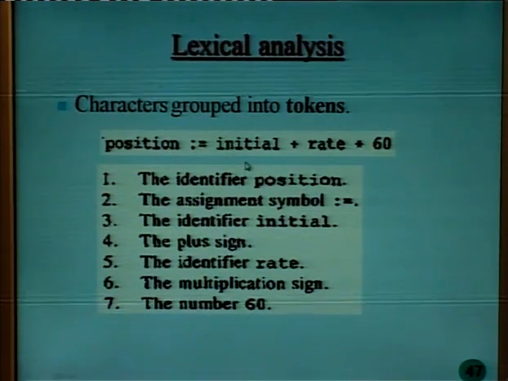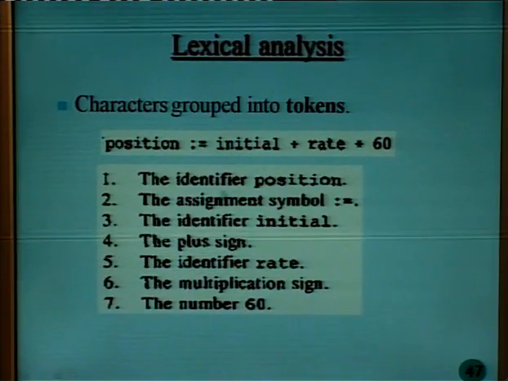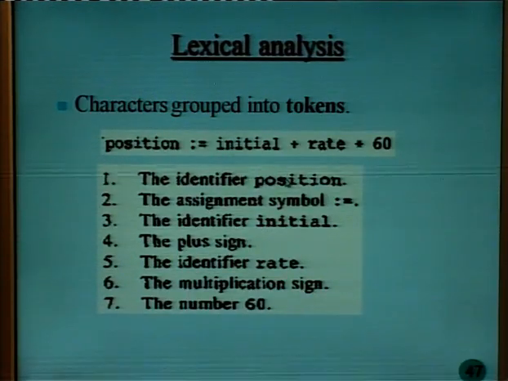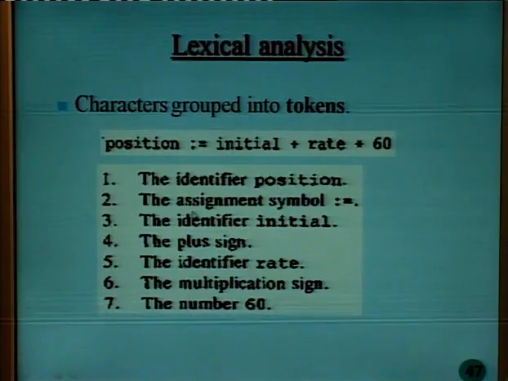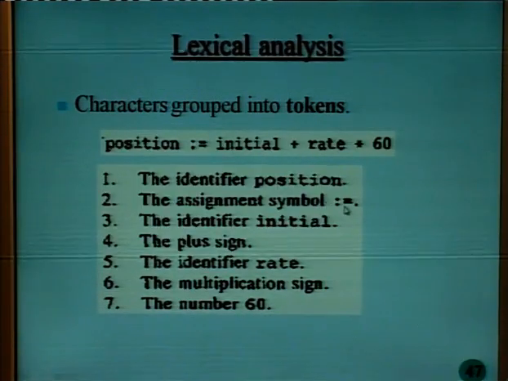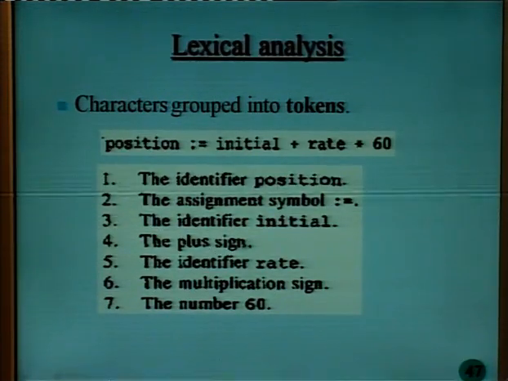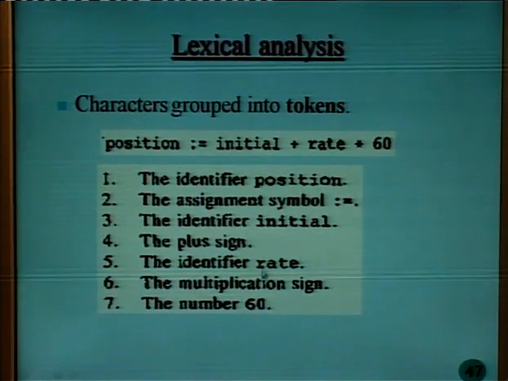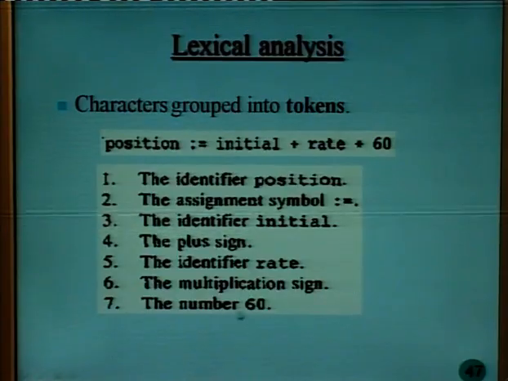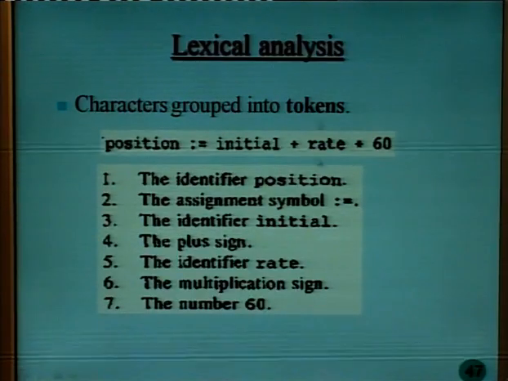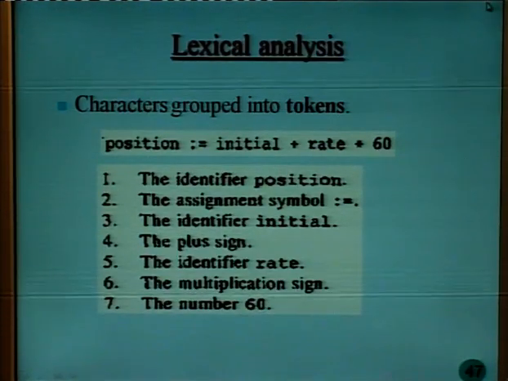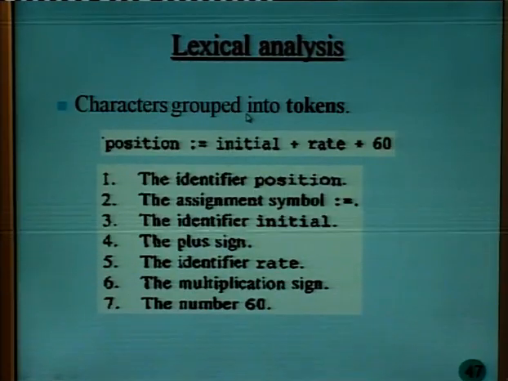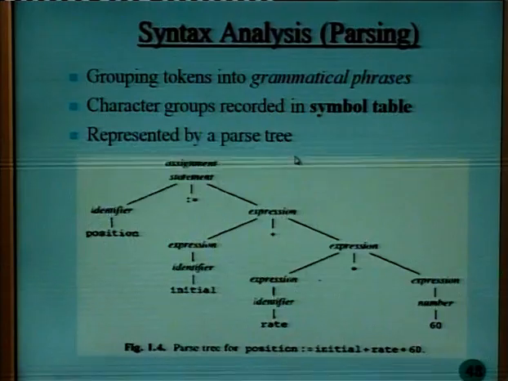So what are the different tokens? The identifier position is a token, the assignment symbol is a different token, then the identifier initial, the plus sign, the identifier rate, a multiplication sign, and the number 60. So this is the division of the stream of characters into the form of tokens.